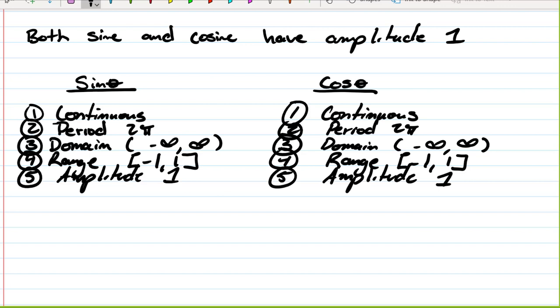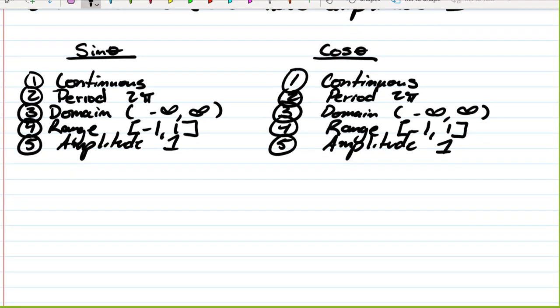So far, sine and cosine seem like they're exactly the same thing. They have all the same properties. There was one thing we did talk about today that differentiates them. And that is the fact that sine is an odd function and that cosine is an even function.